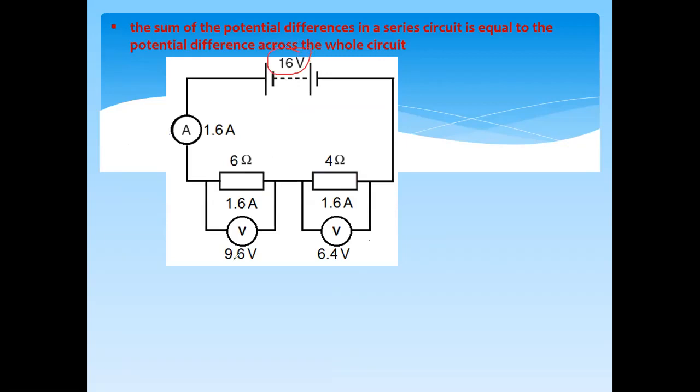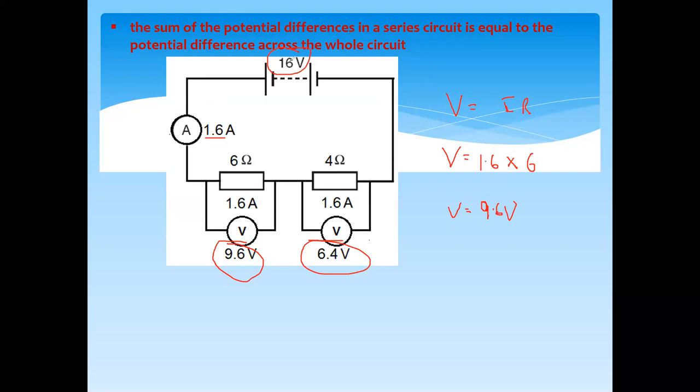this total voltage is 16, some voltage will divide across the 6 ohm resistor and the remaining voltage will be across the 4 ohm resistor. How can we work out the voltage across each resistor? As we know, the current is 1.6. Again, we will use the formula V equals IR. This time I'm finding the voltage across the 6 ohm resistor. So V is the voltage, I is the current, that is 1.6, multiplied by the resistance, which is 6. So 1.6 multiplied by 6 equals 9.6.